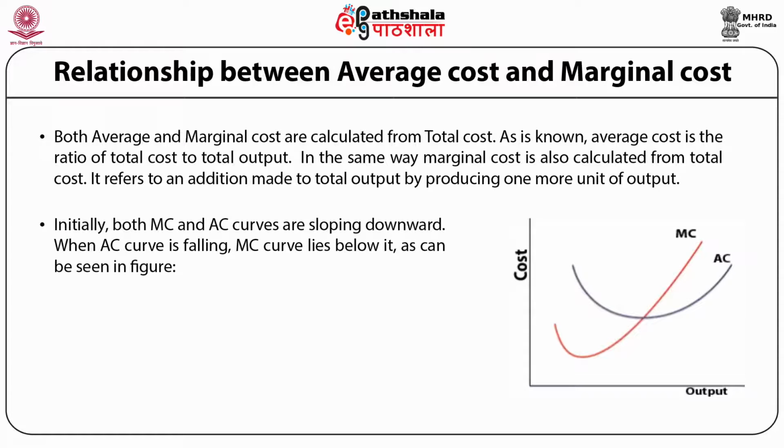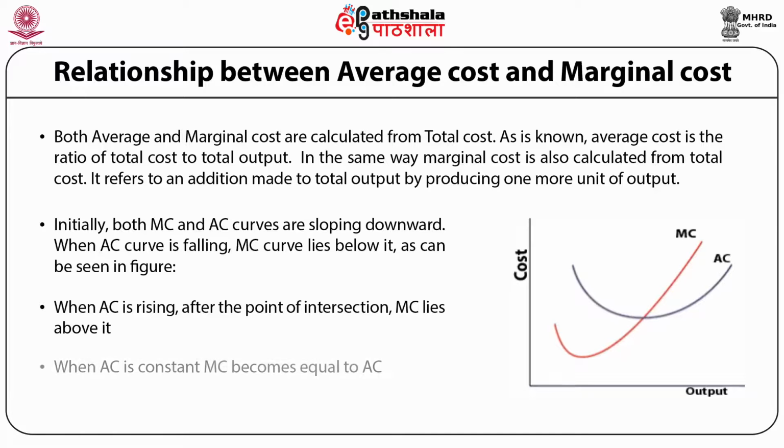Initially, both marginal cost and average cost curves are sloping downward. When the AC curve is falling, the MC curve lies below it, as can be seen in the figure. When AC is rising, after the point of intersection, MC lies above it. When AC is constant, MC becomes equal to AC, and MC cuts AC at its lowest point.